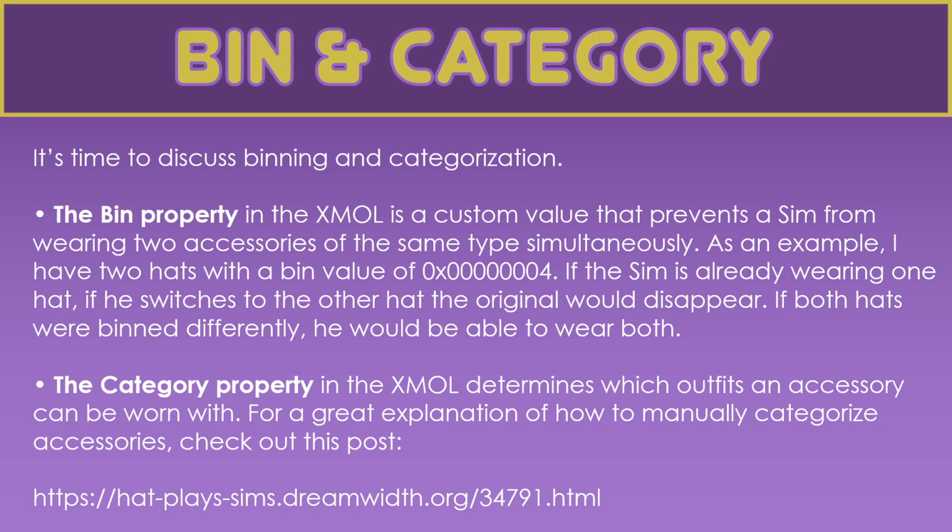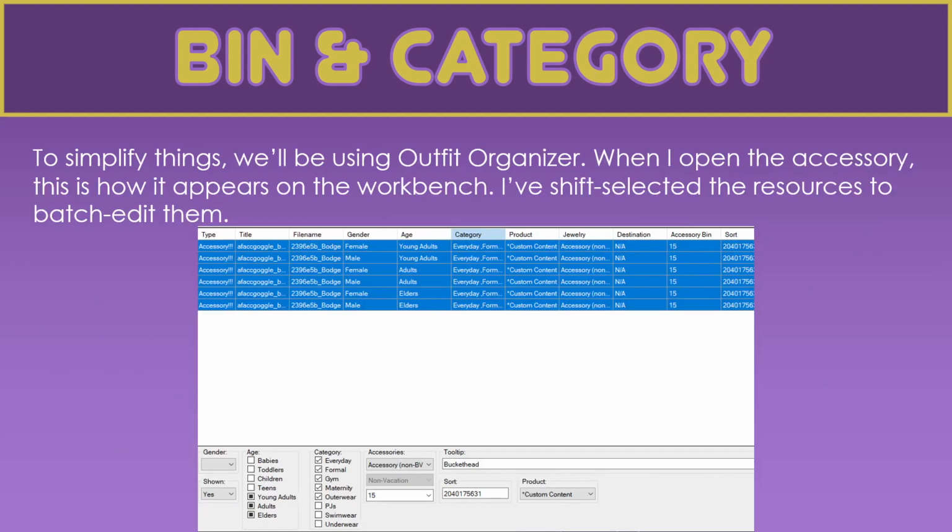The category property determines what outfits an accessory can be worn with. There's a really good explanation here in AlmightyHat's Dream With post, but essentially we're just adding the hex values of each of the categories. An easy way to bin and categorize your accessories is with Outfit Organizer. I don't use every tool in Pick and Mix's Sims 2 resource library, but I use Outfit Organizer and BSOC nearly every day, and they're better than sliced bread.